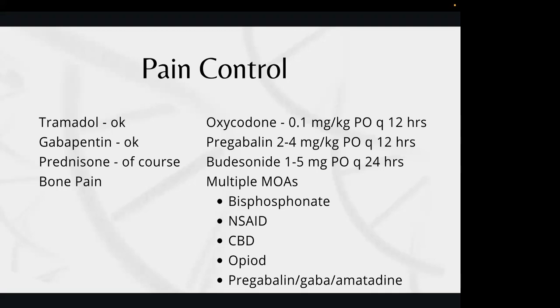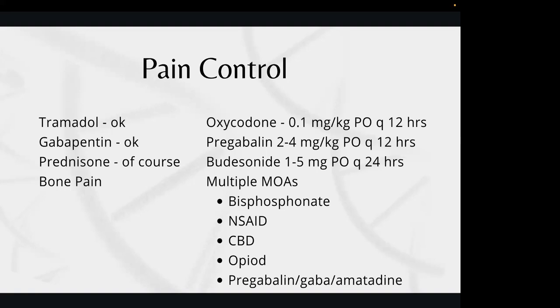I put budesonide on here because I sometimes forget about budesonide. I don't think general practitioners forget about it as much as I do, because I use Pred a lot. But for any sort of GI inflammation, budesonide might be a good idea. And like I said, with bone pain, you want to use a lot. And I explain that to owners.